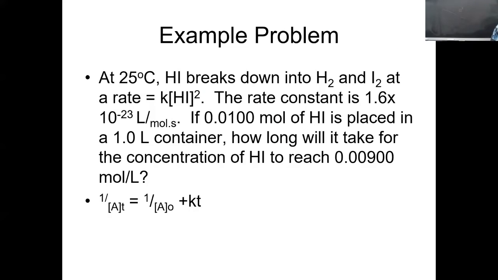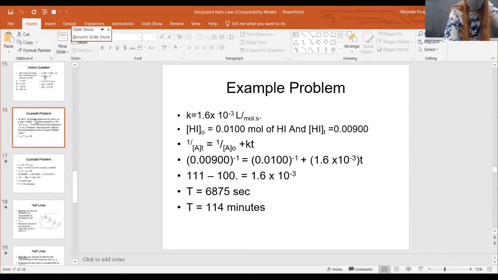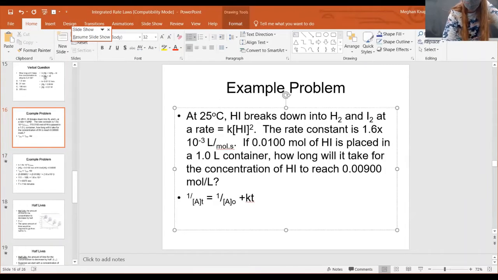Okay. The rate constant is wrong on here. Let me see. It should be 1.6 times 10 to the negative 3. And on your paper, it says something different. So on the last question, change your rate constant to 1.6 times 10 to the negative 3.